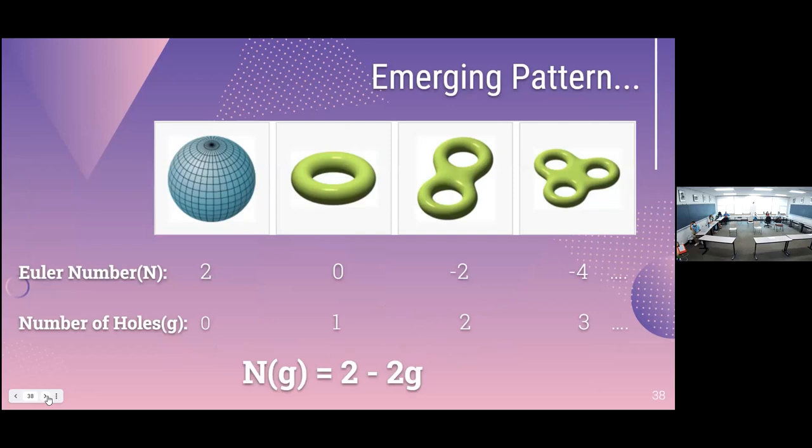A single torus with 1 hole has an Euler number of 0. The double torus with 2 holes has an Euler number of -2. This continues on based on however many holes the surface has. What this shows us is that in order to calculate a surface's Euler number, we use the formula 2 minus 2 times however many holes a surface has.